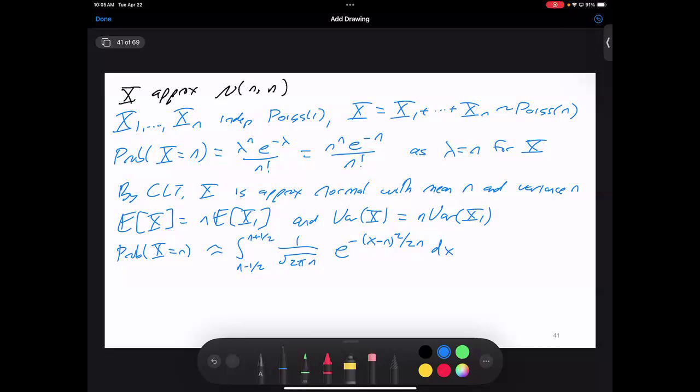Okay, well, if you look at this, what is the integrand approximately? What's the exponent, x minus n squared over 2n, as x goes from n minus a half to n plus a half? What's the exponent approximately?